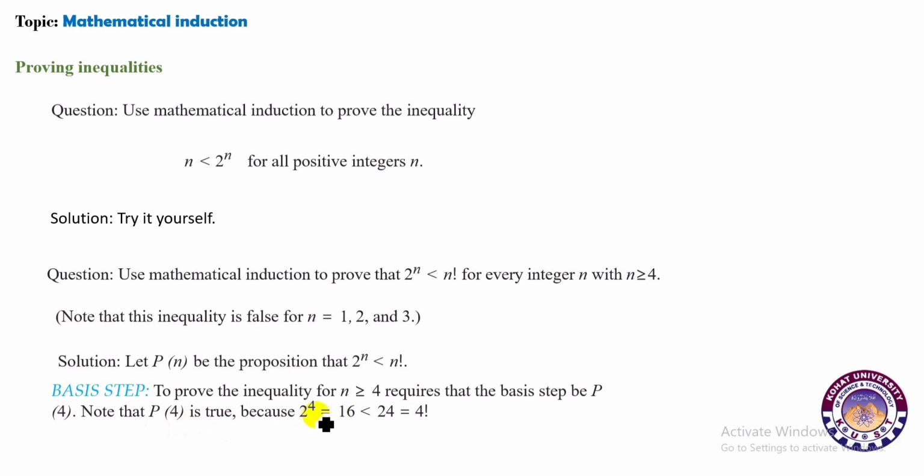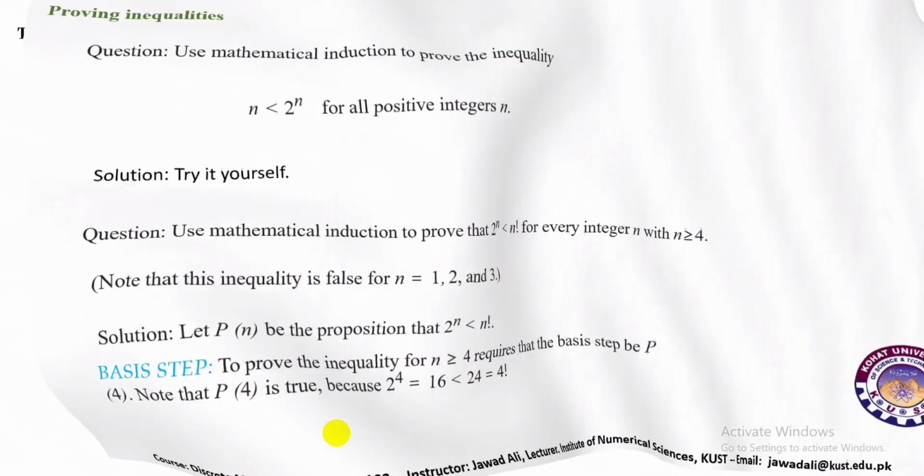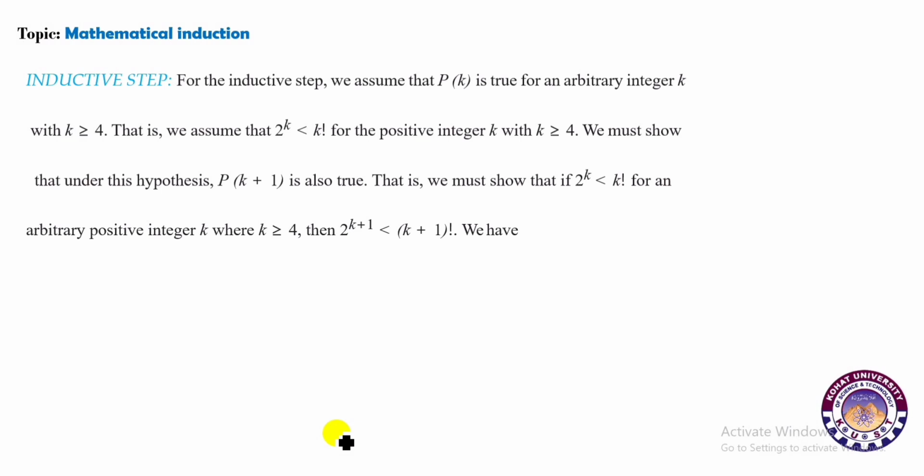In the basic step, 2 raised to the power 4 is 16 and 4 factorial is 24, and we know 16 is less than 24. This means we have shown that the given proposition P(n) is true for n equal to 4. Thus the basic step is complete, and we proceed to the inductive step. In the inductive step, we assume that 2 raised to the power k is less than k factorial, and we are interested in the proof of the inequality 2 raised to the power k plus 1 is less than (k plus 1) factorial.